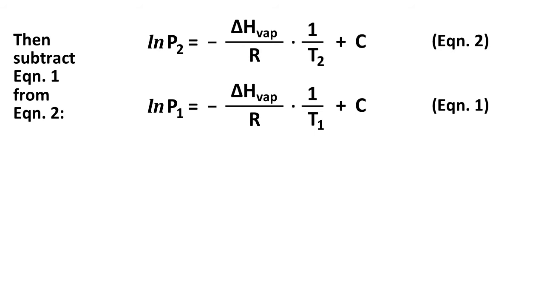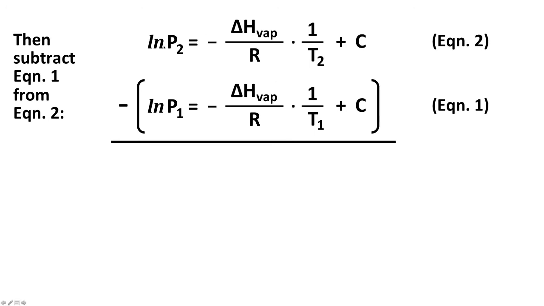So one thing we could do is subtract equation 1 from equation 2. And if we do that, on the left side, we have ln of P2 minus ln of P1. And on the right side, we have negative delta H of vaporization over R times 1 over T2 minus negative delta H vaporization over R times 1 over T1. And of course, we'll have the constant C minus the constant C, so that'll cancel out.